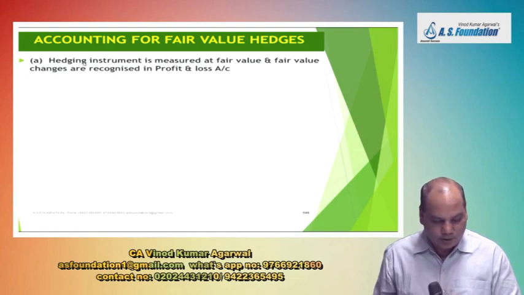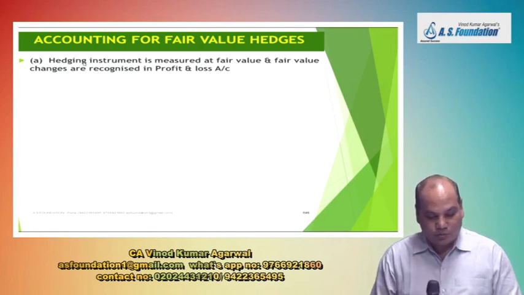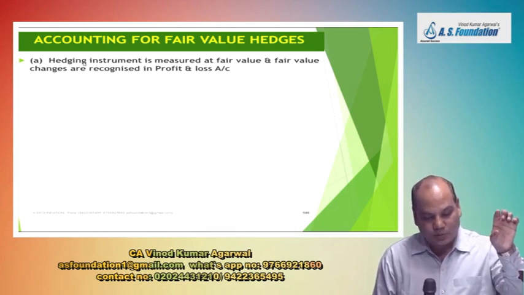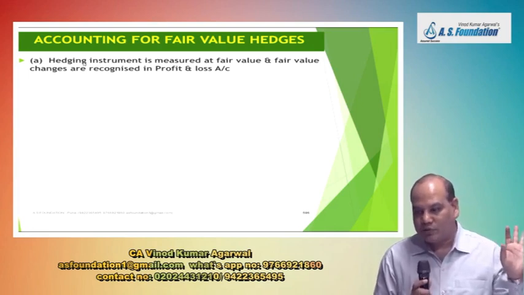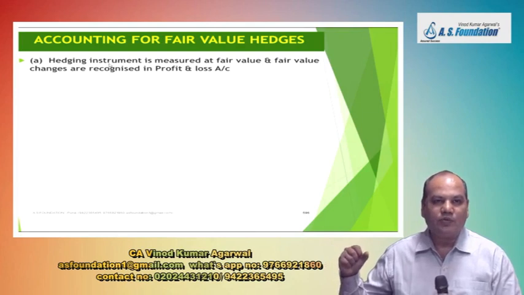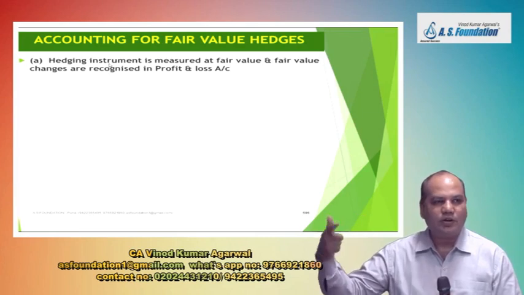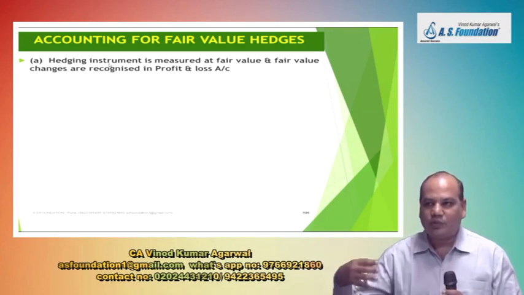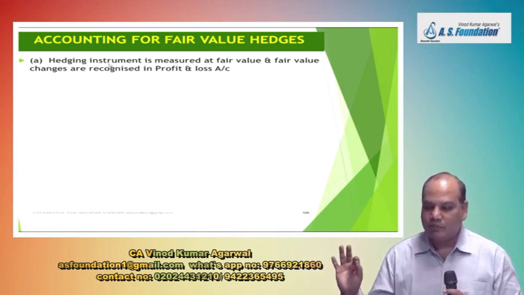Now I have written around 6 points. Read them very carefully and keep them in mind when you solve the problem, because accounting will now be done as per these 6 points only if it is a fair value hedge. First you have to see what is the nature of the hedge. Is the objective to protect fair value or variation in cash flow? If the objective is to protect the fair value, hedge principles will apply.